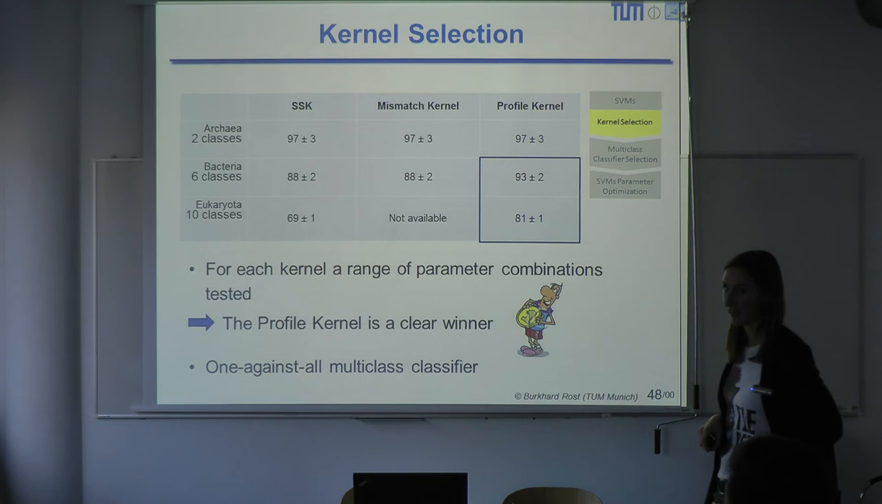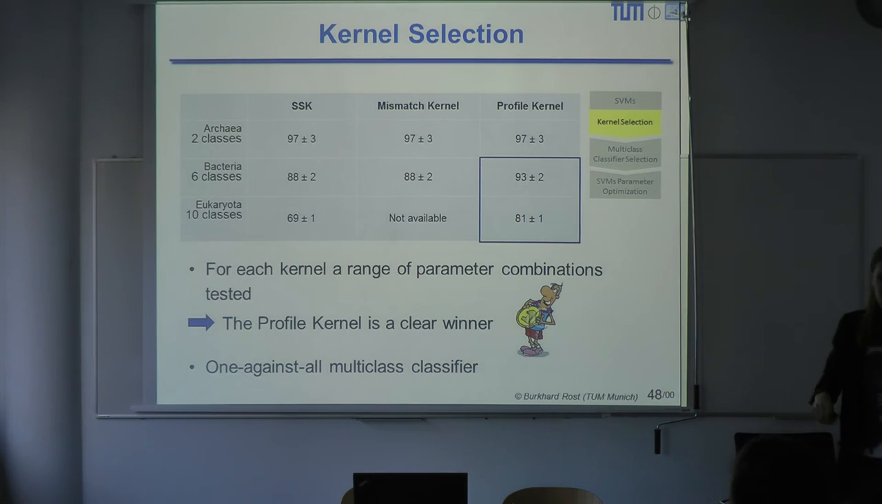What goes into the SVM is a matrix of all proteins in my set on both axes, and the values of how similar all proteins to all proteins are. That's the input to a support vector machine. So basically these are similarity values.